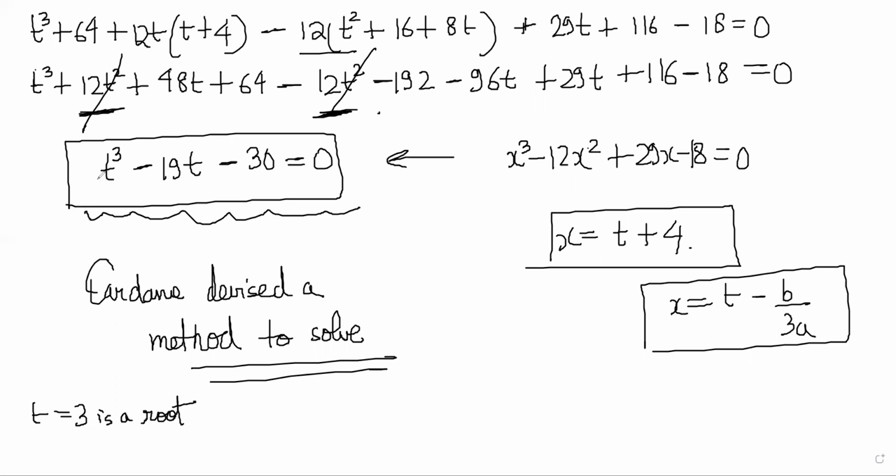If you put 3, you get 27 minus 57 minus 27. Oh, actually, I think t is equal to minus 3 is a root, right? So if you put minus 3, then you get minus 27 plus 57 minus 30, right? So basically the factor will be t plus 3, and we can solve this by the old method where we first factorize it and convert it into a quadratic, right? So I'll not discuss the solution.